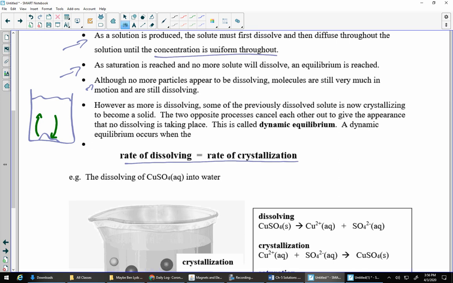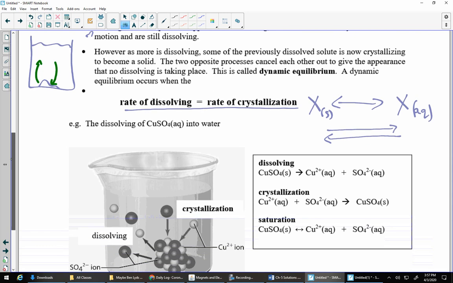The place where we saw this is when we were talking about things that don't dissolve so well, and we were using the double-headed arrow. So this is showing that if I've got compound X as a solid and compound X as aqueous, it's actually going back and forth. So it's dissolving as it goes this way. It's dissolving, but it's also crystallizing as it goes the other way at the exact same rate. So dynamic equilibrium. Cool. So that's a big definition we should know.